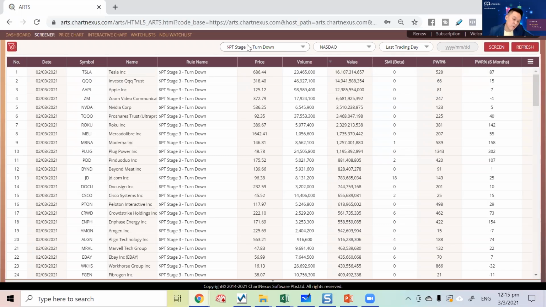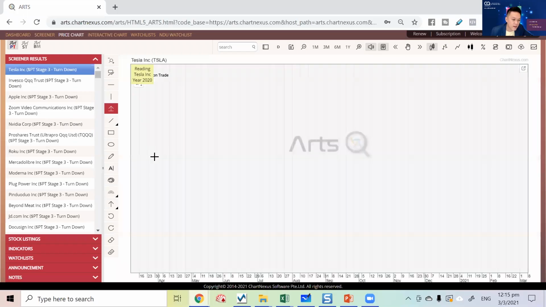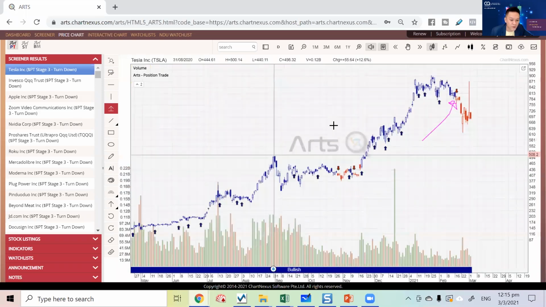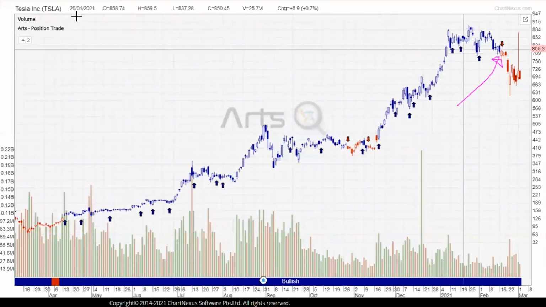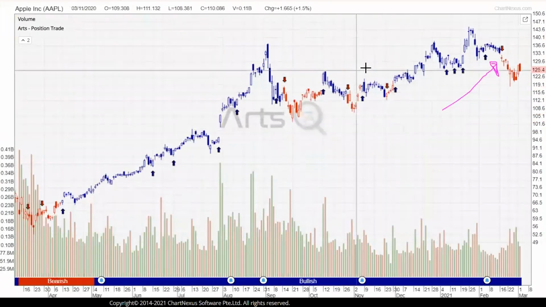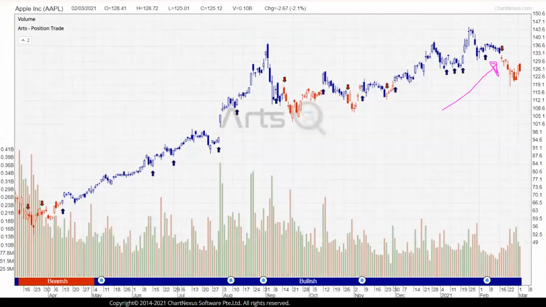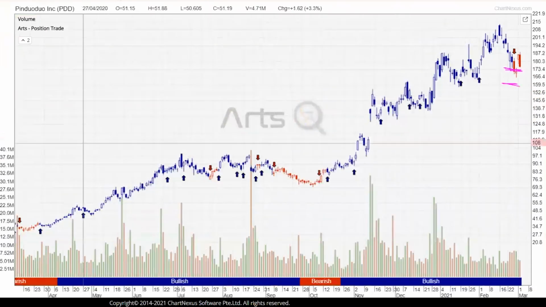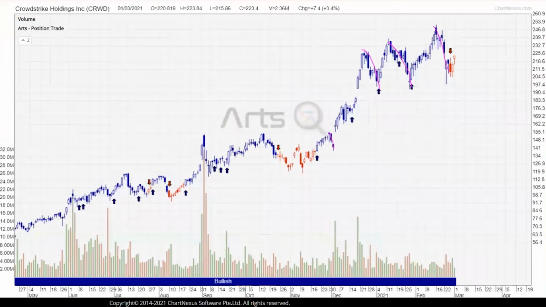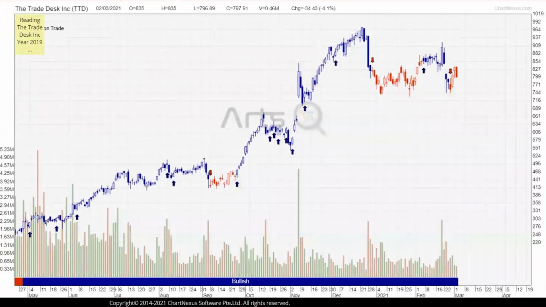Over here, if you look at this thing called stage 3, what do we see? We see Tesla, which was on the uptrend and recently turned red. Apple used to be good and steady, but recently it turned red as well. Stocks like Pinduoduo have turned red. Stocks like CrowdStrike have turned red. Stocks like the Trade Desk and NetEase.